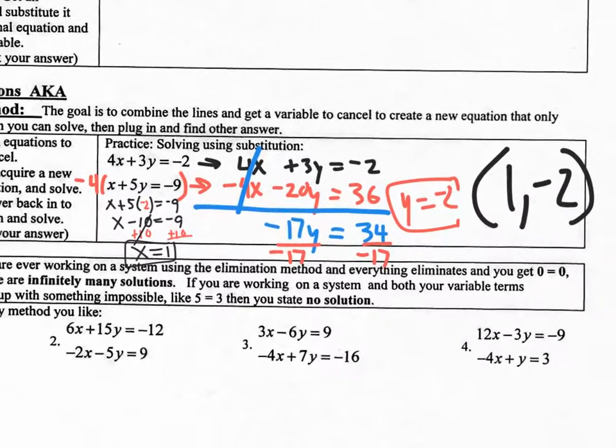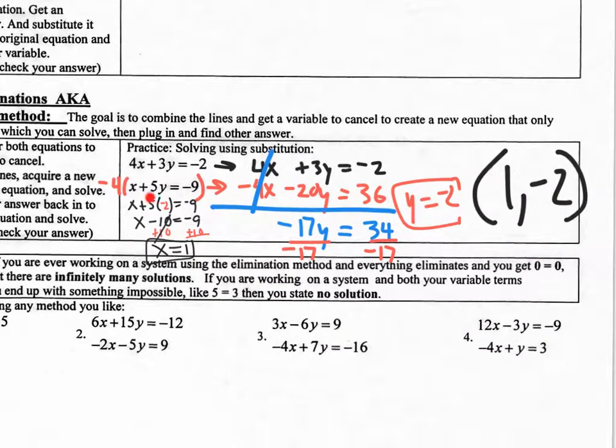So we solved this thing. If I would have set up both of them in slope-intercept form and graphed them, where would they intersect? At the coordinate 1, -2. That's your answer, silly. That's right, 1, -2. That's where they would intersect because that's our answer.